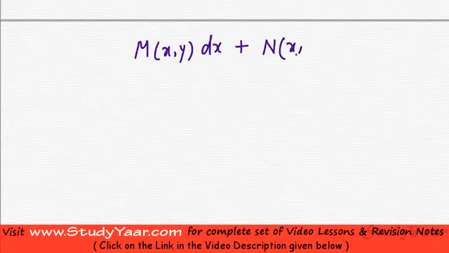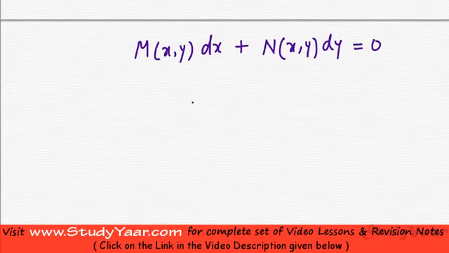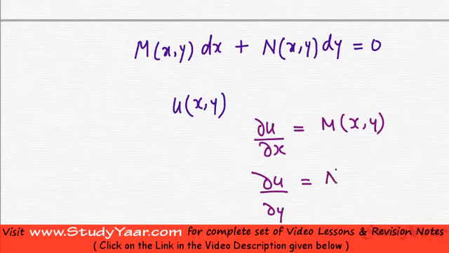Let's try to analyze a differential equation of type M(x,y) dx + N(x,y) dy. Let us suppose this is a differential equation that I have got. We are going to assume that there exists a function u(x,y) such that ∂u/∂x = M(x,y), and ∂u/∂y = N(x,y).